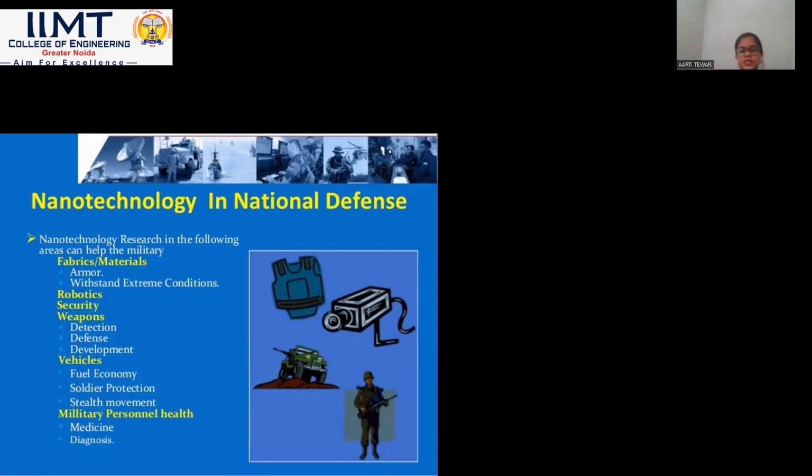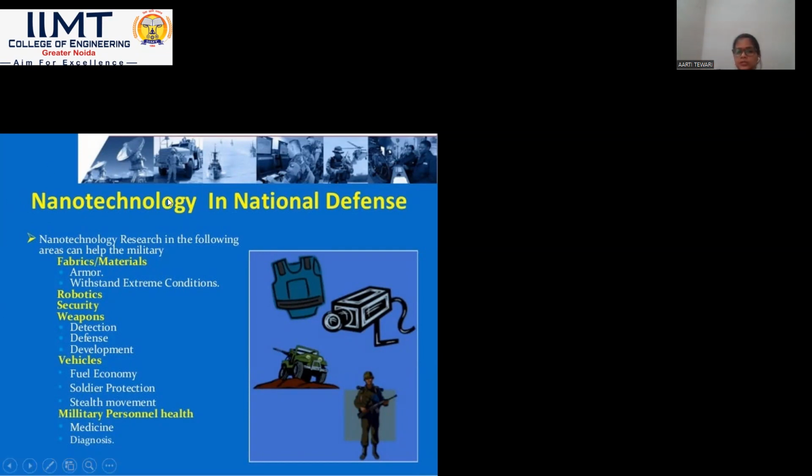Why do we use it? Because it's actually very strong. And besides being strong, it is very light. So if you have a lighter material which is strong, obviously you're going to prefer it compared to a heavier material which is strong, right? So defense personnel need to wear fabrics which are lighter, right? Because they can withstand all the different weather conditions. So we need armor that can withstand extreme weather conditions.